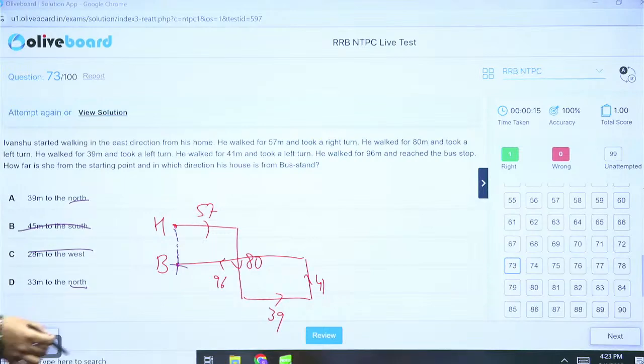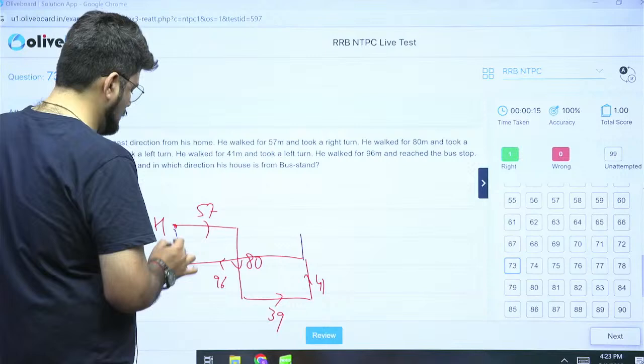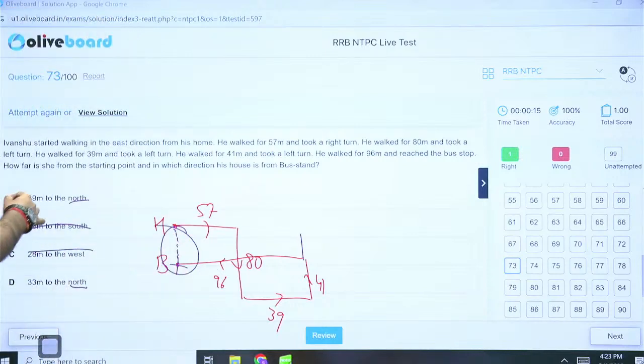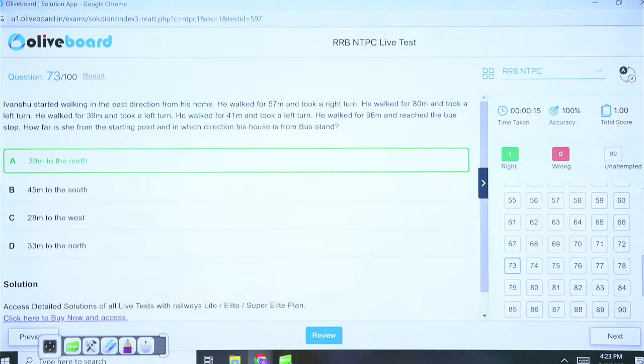And if you see, this complete is 80 and this is 41. So you're left with 39. So 39 meters north is the correct answer. Option A becomes the right answer. Okay, 77.